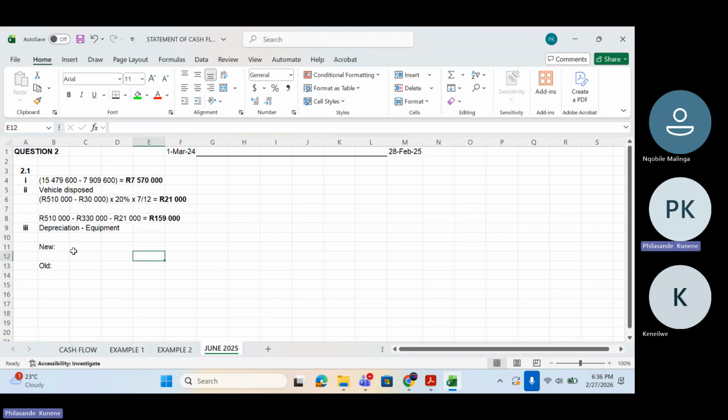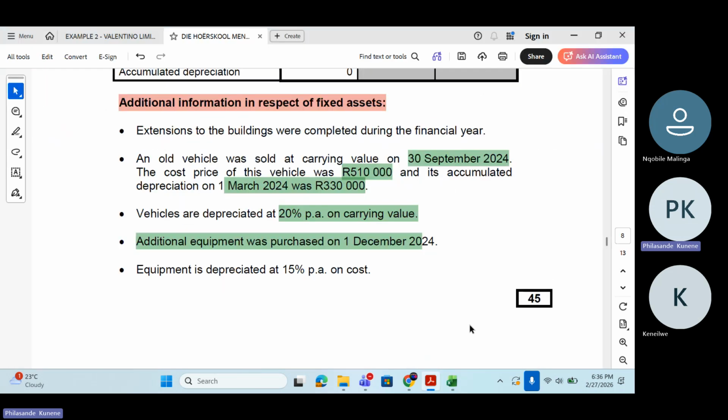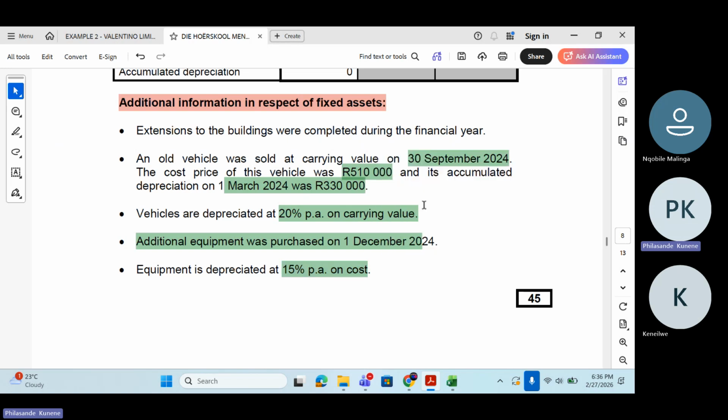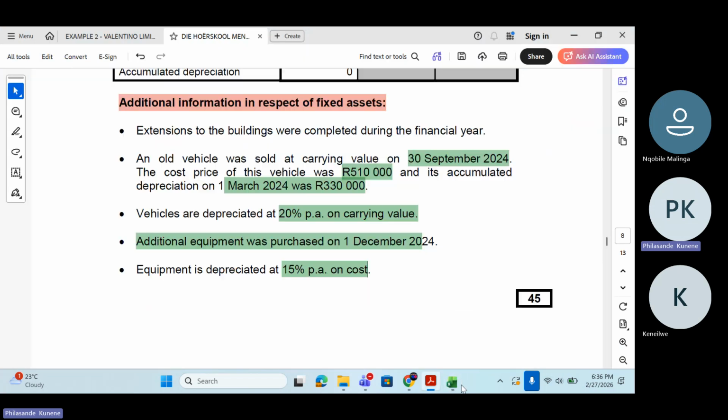So what am I going to say here? 320. And then I'm going to multiply it by how many percent? I'm going to multiply it by 15%. They're saying here 15% on cost, right? And we bought it on 1 December 2024. Do I have to apportion it or not? Because it's new and I bought it on 1 December 2024. So how many months am I going to use here?